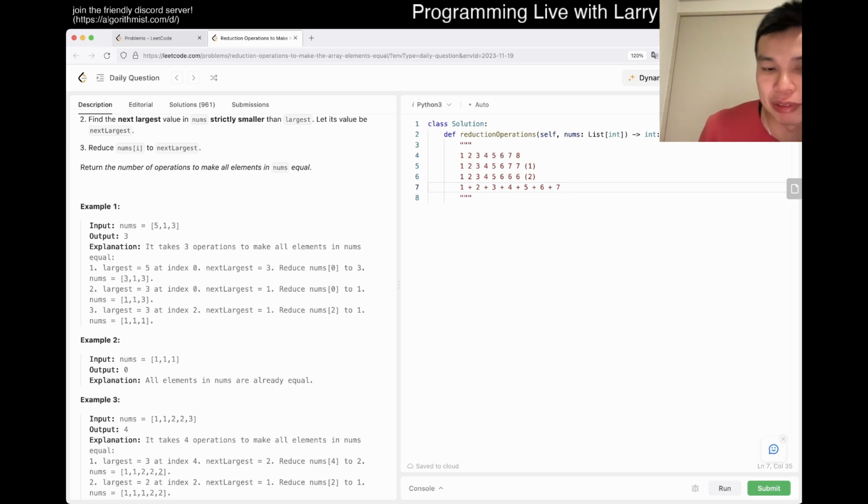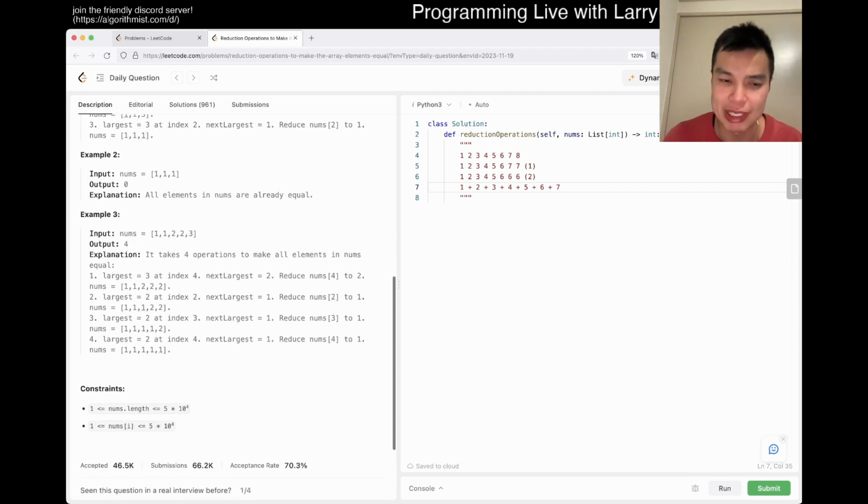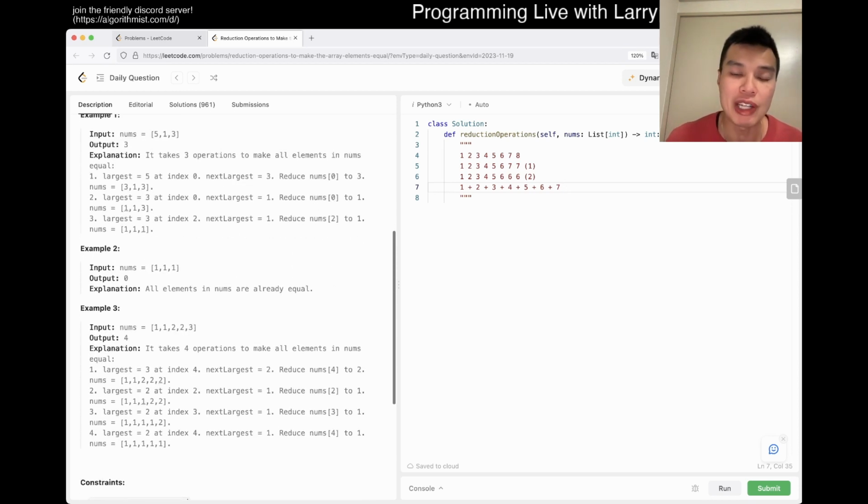The idea about doing better, yeah, if you do it in n squared, it'll probably be too slow. I actually forgot about the n. Okay, yeah, the n is 5 times 10 to the 4th, so it'll be too slow. So how do you optimize this, right?